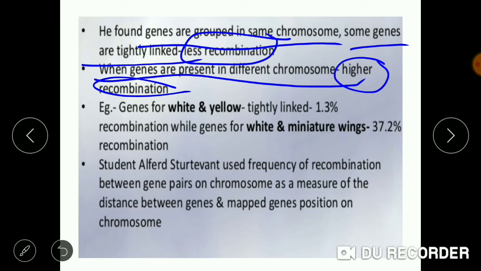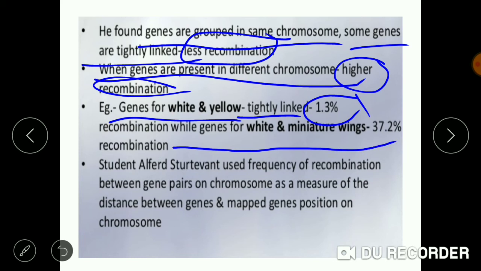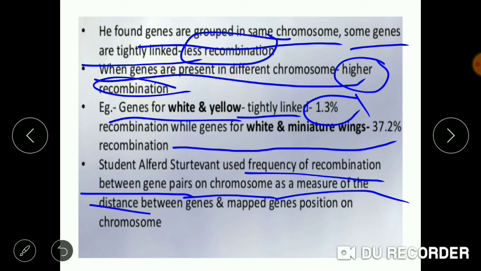The example he has taken is of the genes for white and yellow, which are tightly linked, and they show 1.3% of recombination, while the genes for white and miniature wing have shown 37.2% of recombination. Alfred Sturtevant used the frequency of recombination between gene pairs on a chromosome as a measure of the distance between the genes and mapped the gene positions on the chromosome.